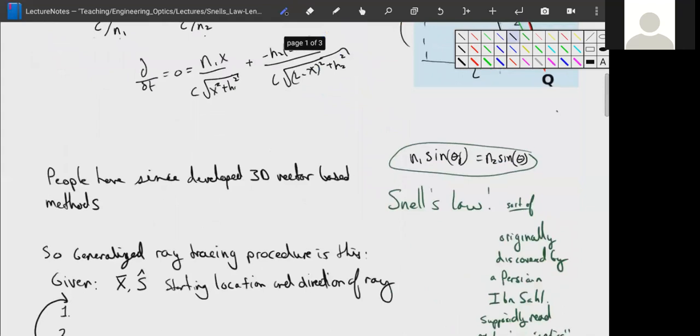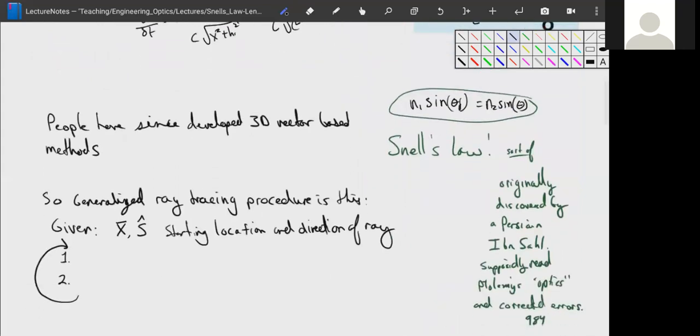Turns out it was originally discovered by a Persian called Ibn Sahl. I can't pronounce it very well. He supposedly read Ptolemy's Optics and was like, there's a lot wrong with this, and corrected it, which was pretty cool. But again, we're pretty Eurocentric in our science here, so we call it Snell's law, because he was the first European to really write it down.